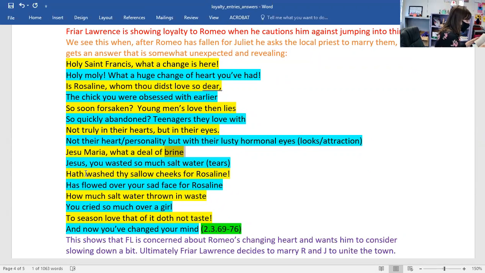So if you went to the actual page that this quote is on, and it says, Jesu Maria, what a deal of brine hath washed thy sallow cheeks for Rosaline, you'll see the lines right here, the little numbers. So you look for whatever line you're confused about. And then you look here. And as you can see, the first one, yes.